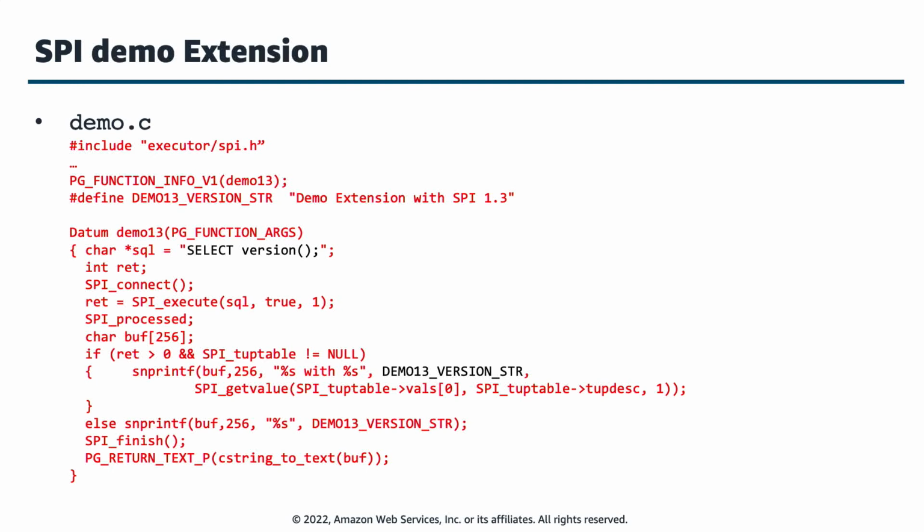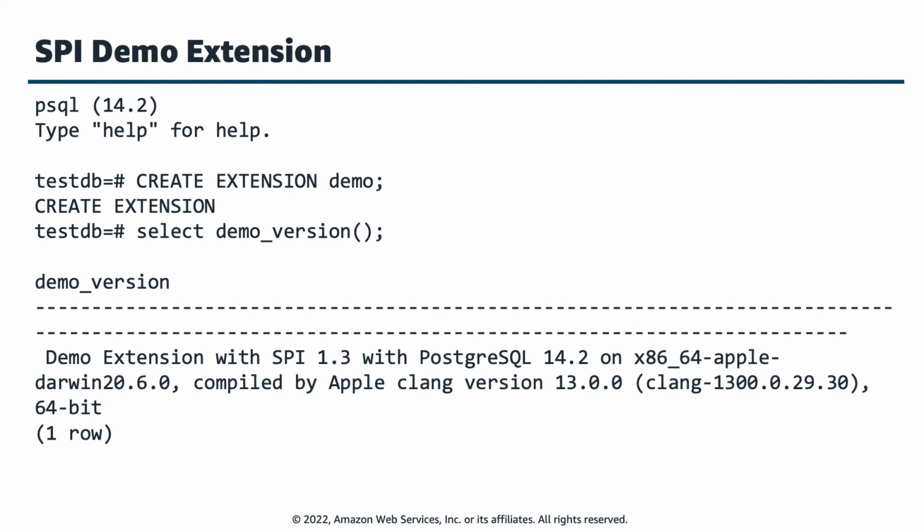It's a simple join that I'm trying to do, right? And if this works, the expectation is you get demo extension SPI 1.3 concatenated with select version from your existing setup, right? Same thing, go back, make, compile, make install, and if you then recreate that extension that we just did, this time when you do a demo version, you'll see, along with the demo extension version that I got, it also gives me the select version output of that particular database.